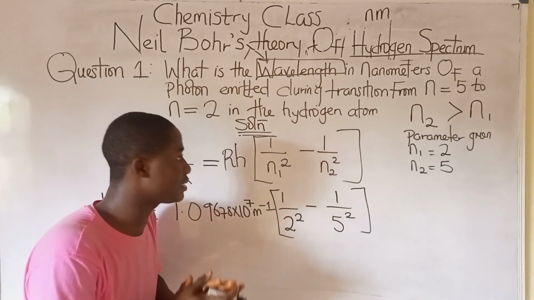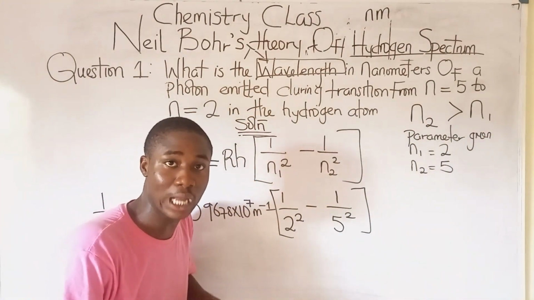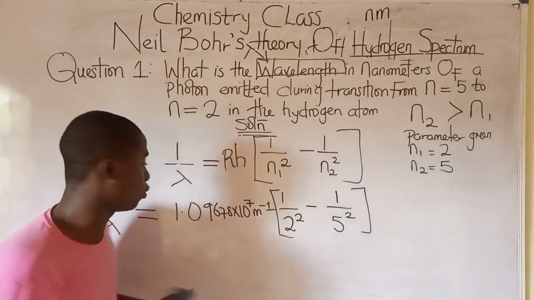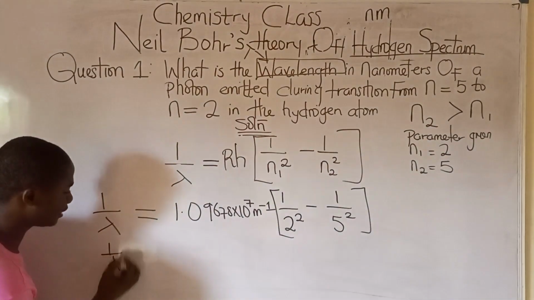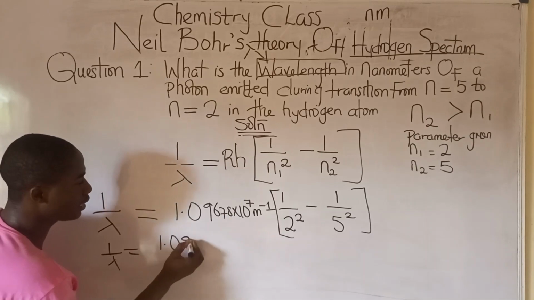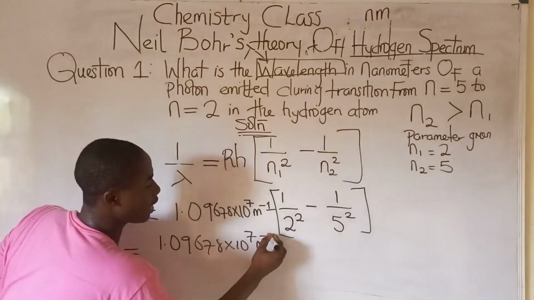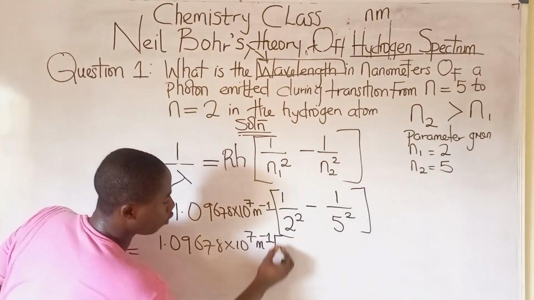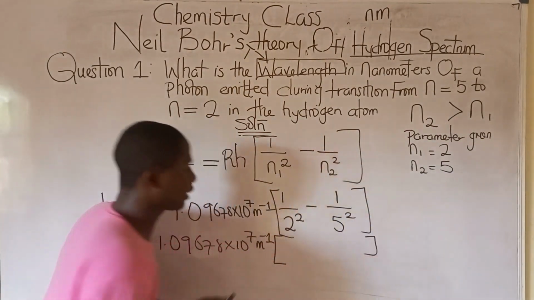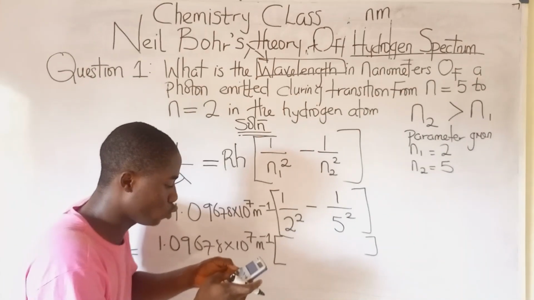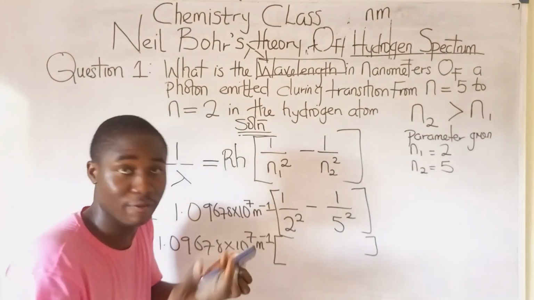So with all this said, let's input all this into the calculator and get the answer. Now, let's evaluate this. So 1 over lambda will now be equal to 1.09678 times 10 raised to 7 per meter, open bracket, close bracket. That's 1 over 2 squared, which in the calculator is 1 over 4.